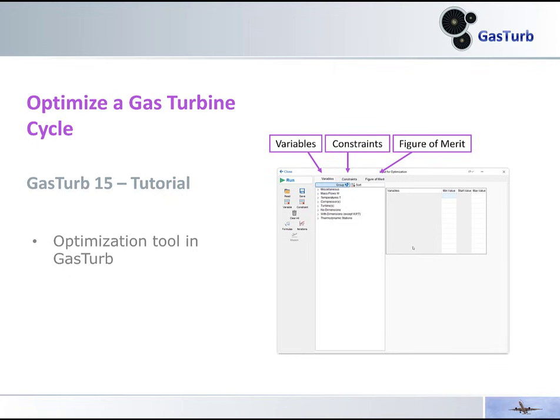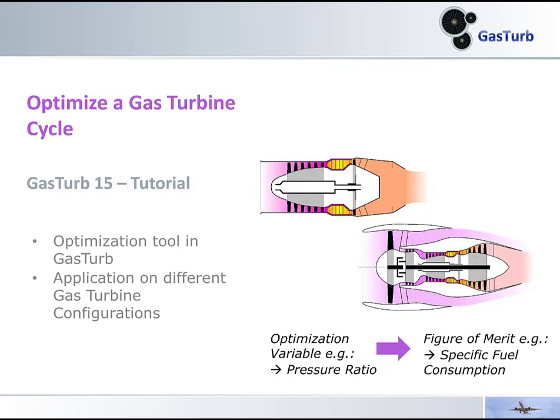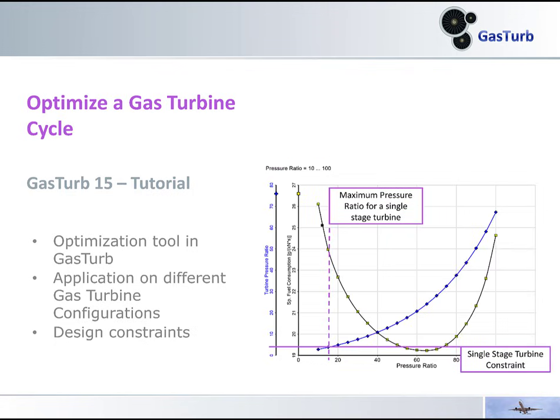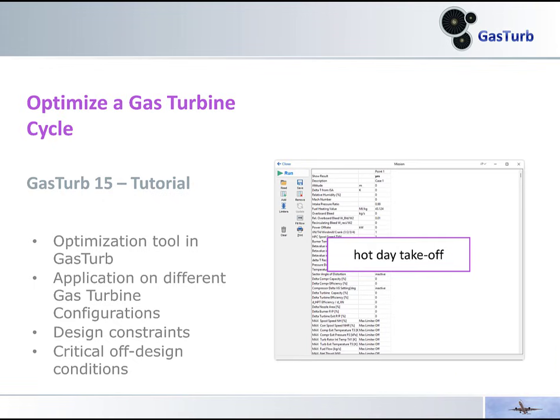The tutorial starts with a short introduction to the GasTurb optimization tool. While applying this tool to different gas turbine configurations, we will learn how to optimize a gas turbine cycle with several optimization variables simultaneously and how to use additional design constraints, which help us getting realistic results of the optimization. Additionally, we will learn how to consider critical off-design conditions in the design optimization process.